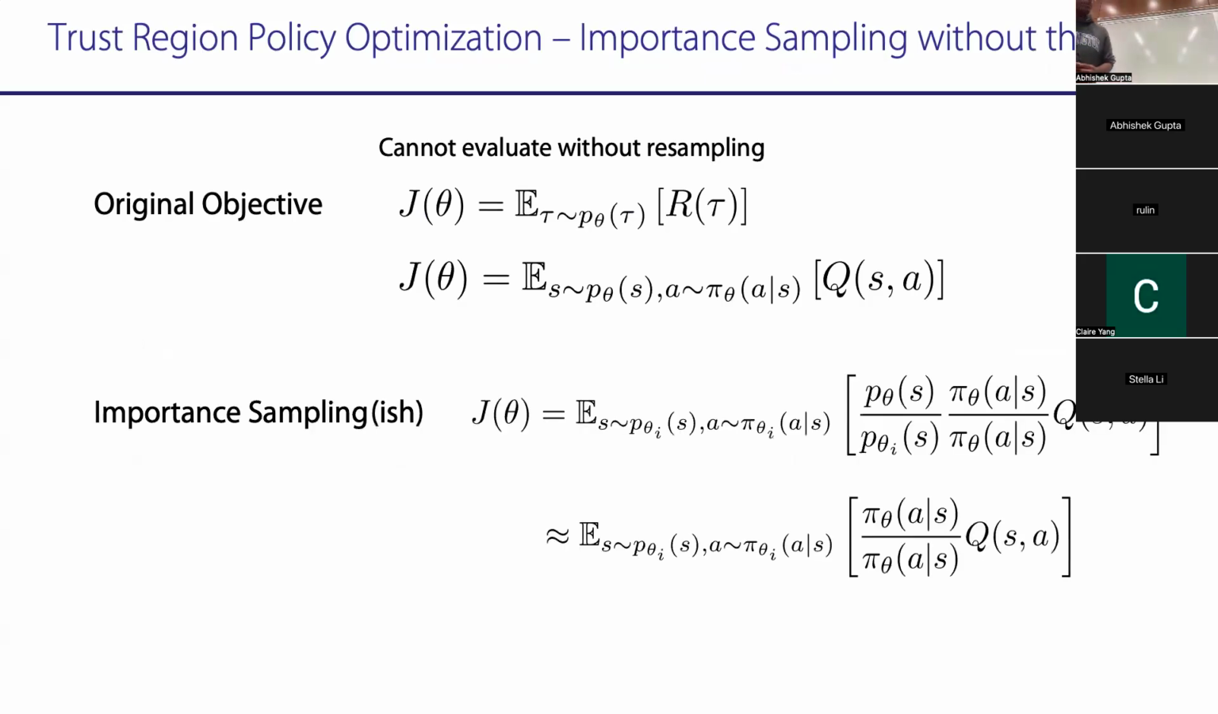So all that TRPO does is construct what they call a surrogate objective. If you ever see a surrogate objective in PPO or TRPO, essentially what it's saying is that you sample states and actions from your past policy, and then you approximate P theta by P theta I to be 1. Then you just reweight by pi theta over pi theta I.